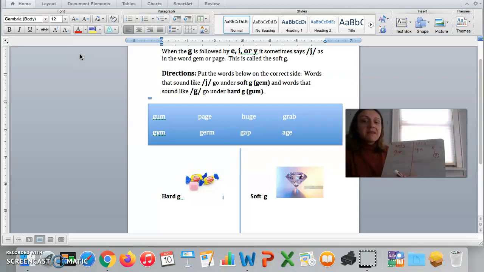The next word is page. Boys and girls, what sound does the G make in page? Excellent. The G sounds like J, J. So we're going to put it under the soft G because it makes the J sound.